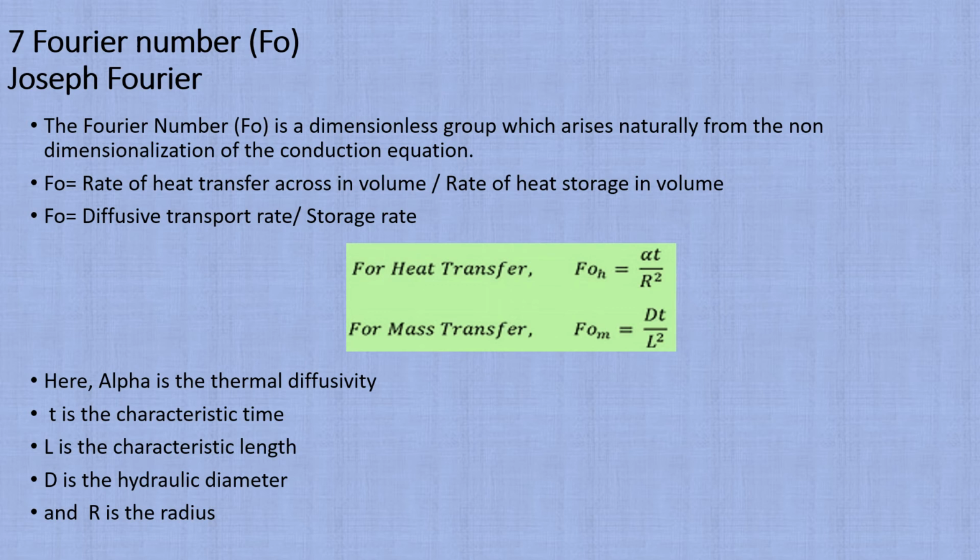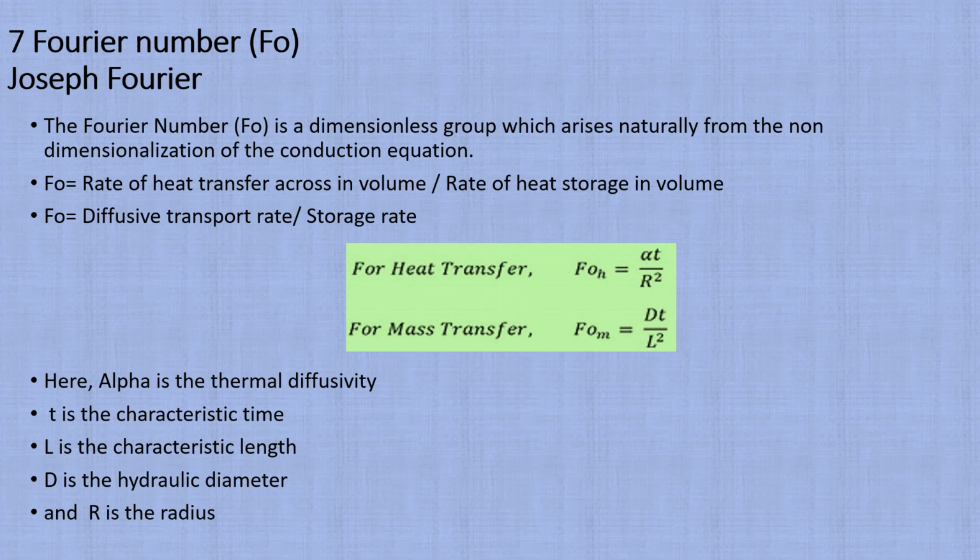At number 7 we have the Fourier number, Fo. The Fourier number is a dimensionless number which is derived from the non-dimensionalization of Fourier's law of heat conduction. It is the ratio of the rate of heat transfer across a volume divided by the rate of heat storage in a volume, or equal to the diffusive transfer rate upon the storage rate.